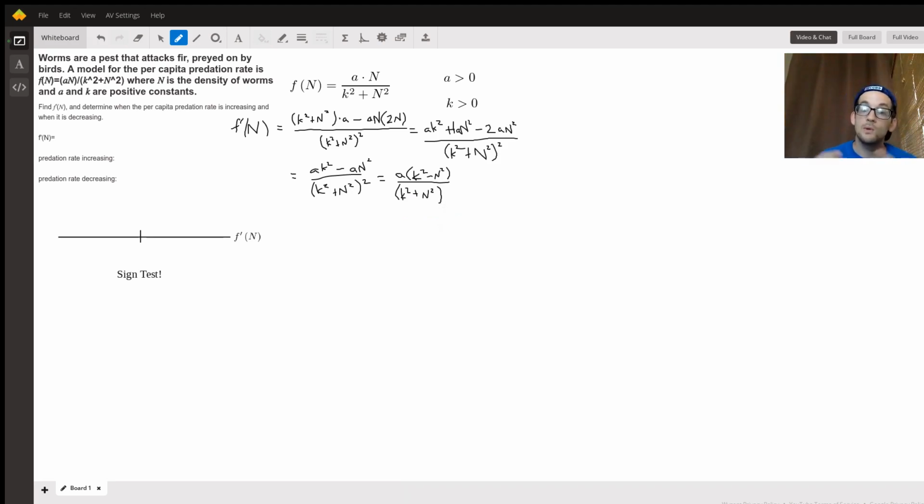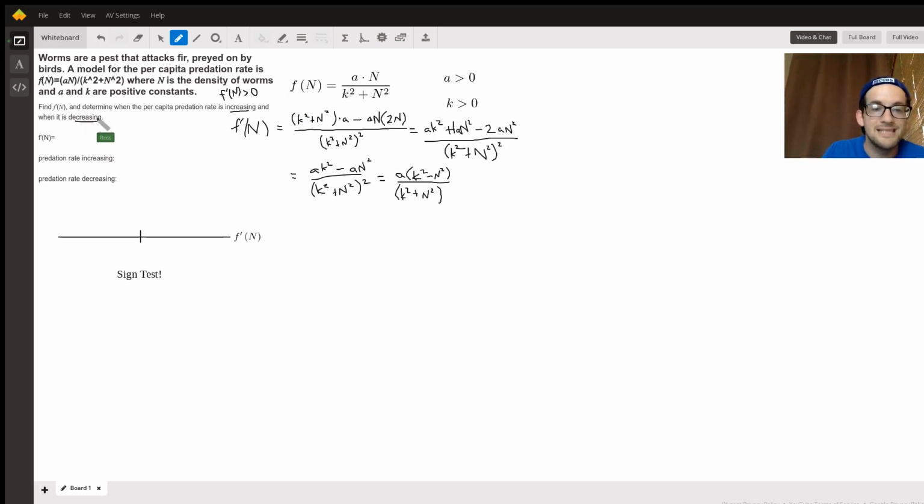Now we need to go back to what we're actually being asked. It said to find f prime of n, and determine when that per capita predation rate, f of n, is increasing or decreasing. To do that, the easiest way to figure out when a function is increasing or decreasing is this: a function is increasing when its derivative, its rate of change, so in this case f prime of n, is positive. If the rate of change is positive, the function is increasing, it's going up.